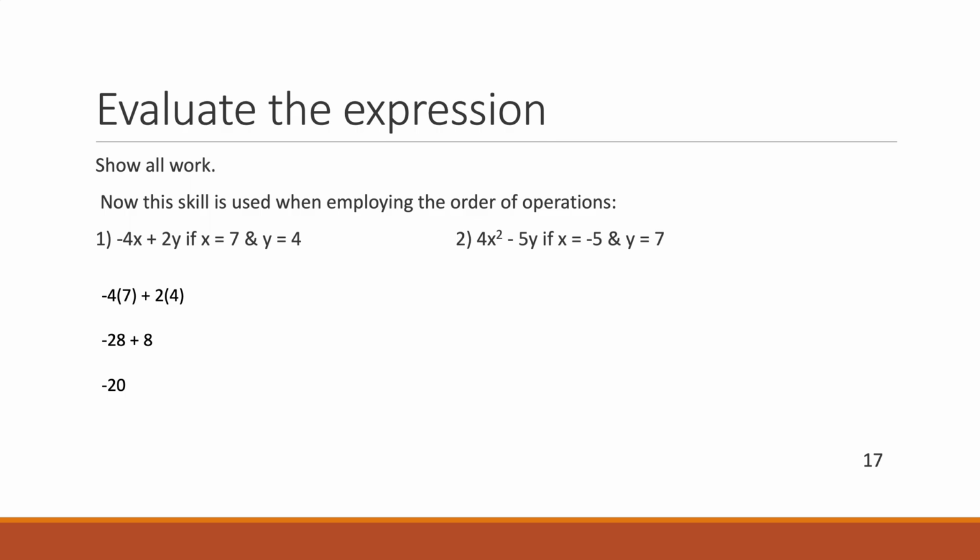Okay, for number 1, that's negative 4 times 7 plus 2 times 4, which is negative 28 plus 8, which is negative 20. For number 2, 4 times negative 5 squared. Now, I wanted to make sure I did this question. There's something subtle about this that's really important. I'm assuming that a lot of you use a calculator. Please don't use your phone calculator for this, because the phone calculators don't all have the order of operations and parentheses functions built in properly.